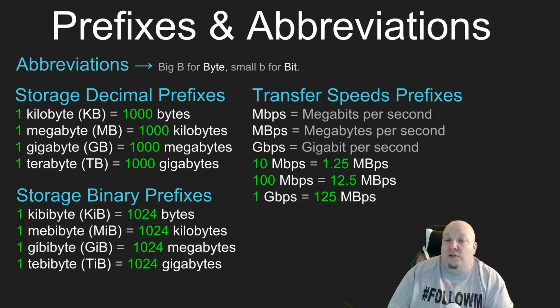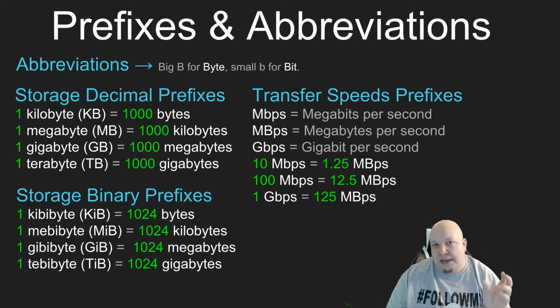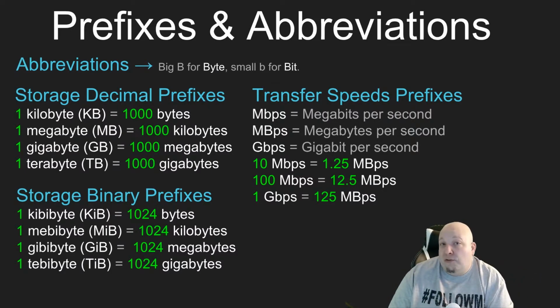So as I mentioned earlier, a bit is the smallest measurement, and a byte is 8 bits. So when we're talking about, let's say, a 100 megabits per second internet package, it will actually transfer at 12.5 megabytes per second because of that difference of 8, right? Because that's how it stores information.